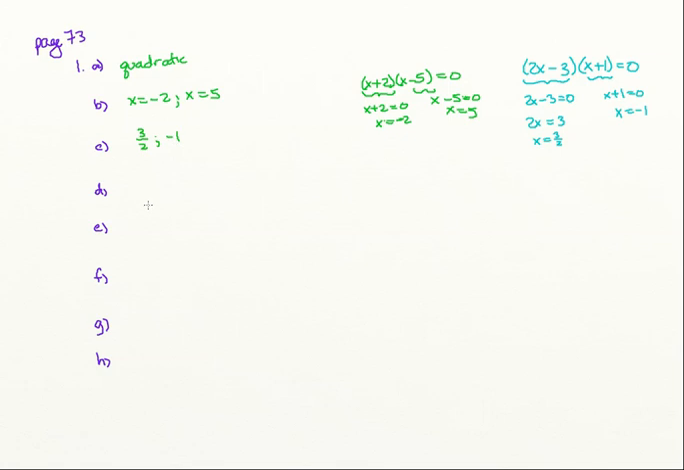D. The general form of a quadratic equation is ax squared plus bx plus c equals 0. E. The equation AB equals 0, this is like factoring already. We have a times b equals 0, so maybe a is 0, so 0 times a number is 0, or b could be 0, so a number times 0 equals 0. So that implies that a equals 0 or b equals 0. F. 3x minus 2 times x plus 2 is a quadratic function.